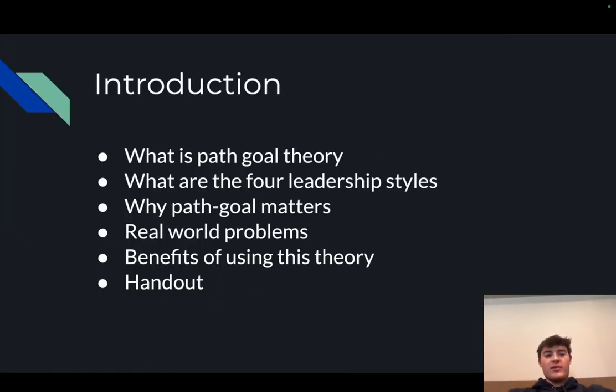So basically what we're going to be talking about is what is path goal theory, what are the four leadership styles that connect with path goal, why path goal matters, some real world problems where we could use the theory, the benefits of using this theory, and then we'll have a handout that I'll submit later.